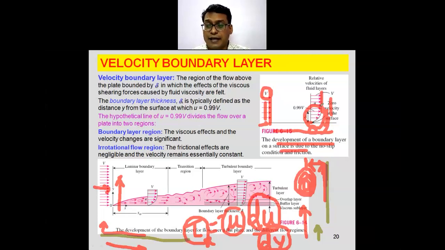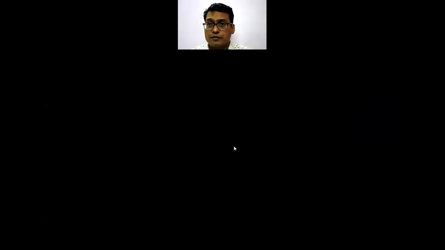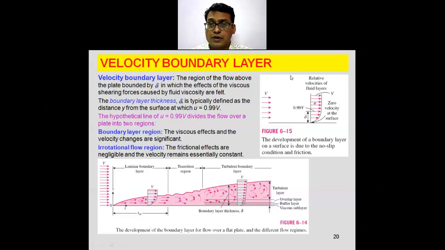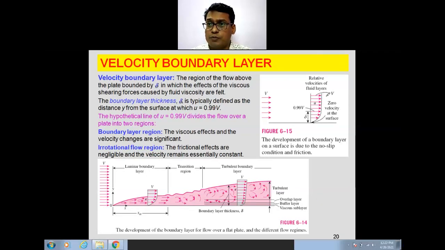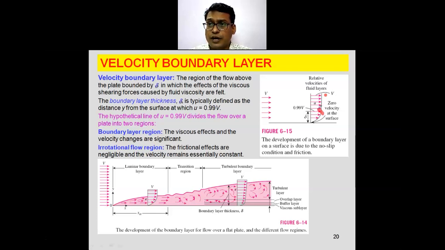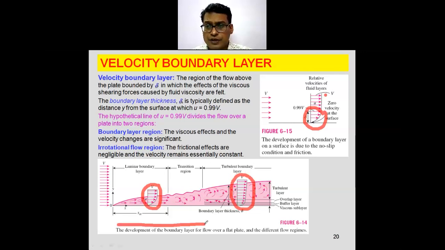That distance is in the y direction. Now coming to this second figure, here we have seen the velocity gradient that is going to be observed in this region. Now we are trying to observe the velocity gradient at a distance x. In the x direction we have different velocity gradients, velocity profiles.